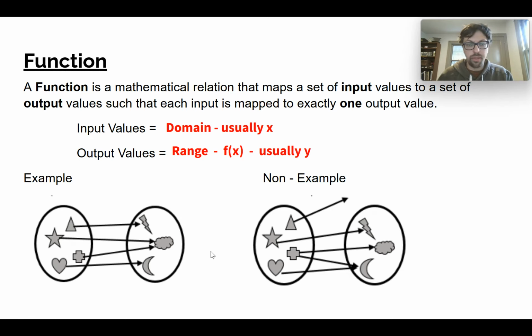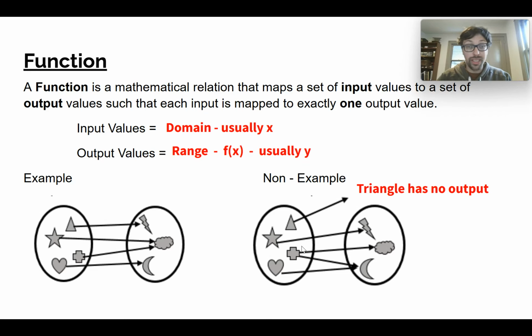Right here, I've got an example and a non-example of a function. Here, we're saying triangle goes to lightning bolt, star goes to cloud, plus also goes to cloud, but that's okay because each one of these shapes outputs exactly one shape back. We don't want something like this where triangle has no output. That would be like a broken function or a broken vending machine where you put in $1 and you don't get anything back. We should get exactly one thing back for every input.